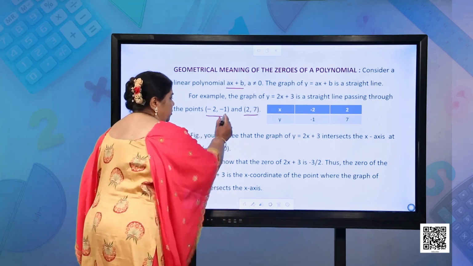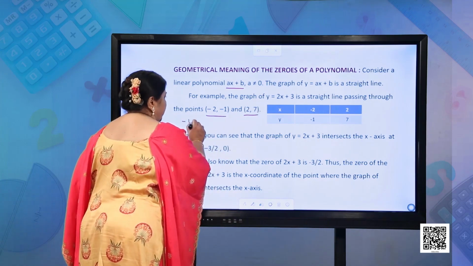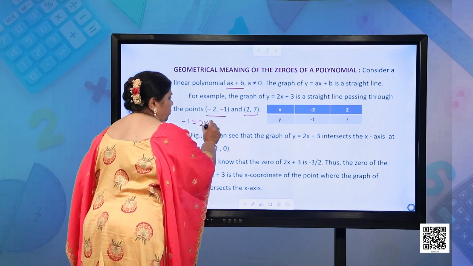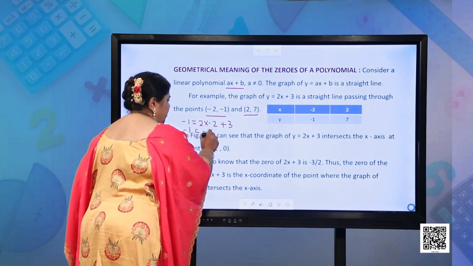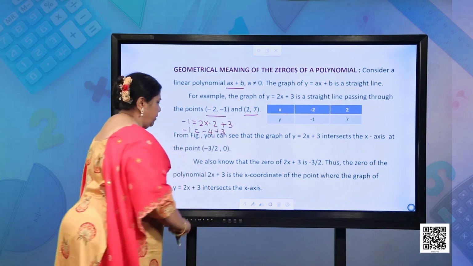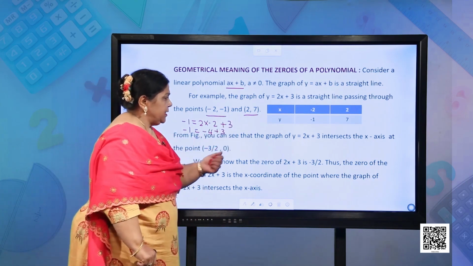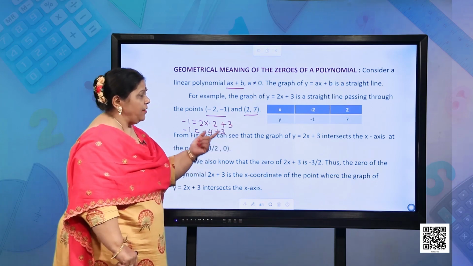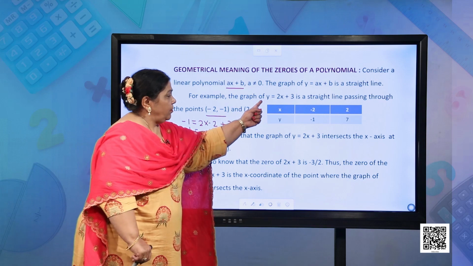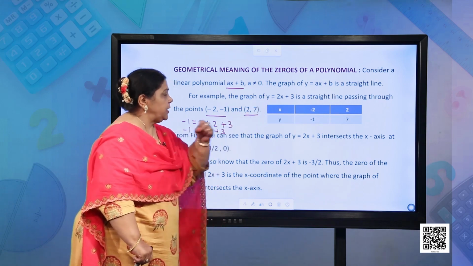If I put these values, see here, -1 is equal to 2 into -2 plus 3. I get -4 plus 3, right. So, these are the points where we can join and we will get a graph of the polynomial y is equal to 2x plus 3.